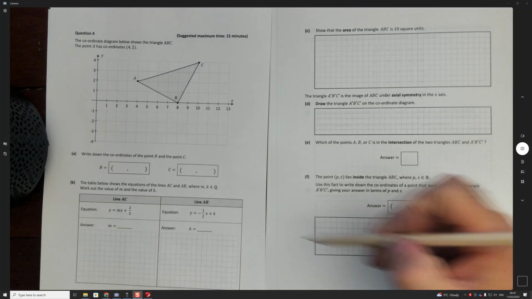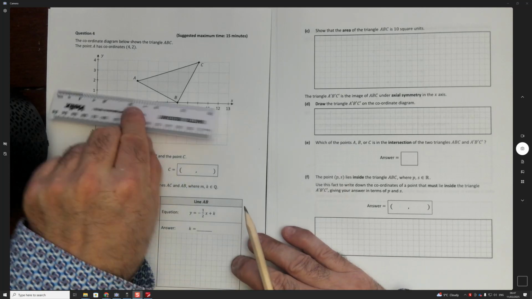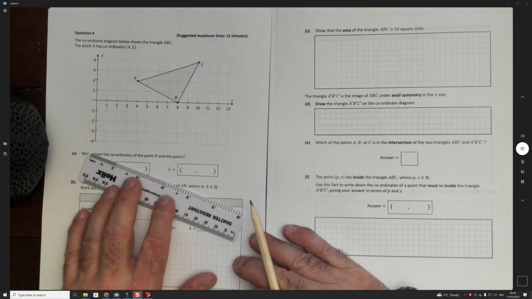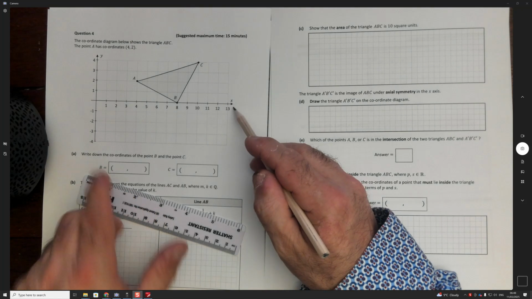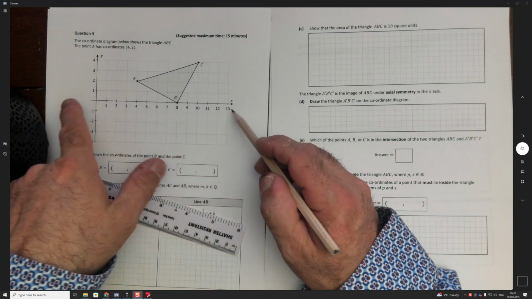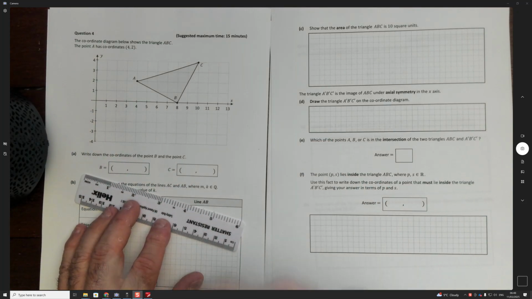Okay, welcome back. We're on to question 4 of the 2020 sample paper. So here we have, always look at the diagram first. So let's study the diagram. We have an x-axis with a scale up to 13 and a y-axis with a positive and negative scale. Okay, so there's going to be something going on down here probably later on in the question.